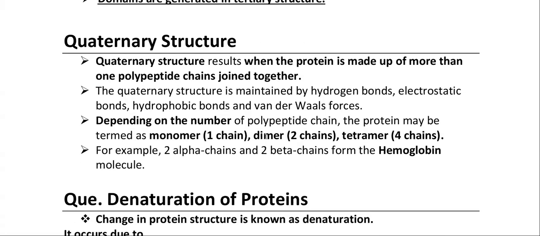Quaternary structure. Quaternary structure results when the protein is made up of more than one polypeptide chain joined together. The quaternary structure is maintained by hydrogen bonds, electrostatic bonds, hydrophobic bonds, and van der Waals forces. Depending on the number of polypeptide chains, the protein may be termed as monomer, 1 chain, dimer, 2 chain, tetramer, 4 chain. For example, 2 alpha chains and 2 beta chains form the hemoglobin molecule.